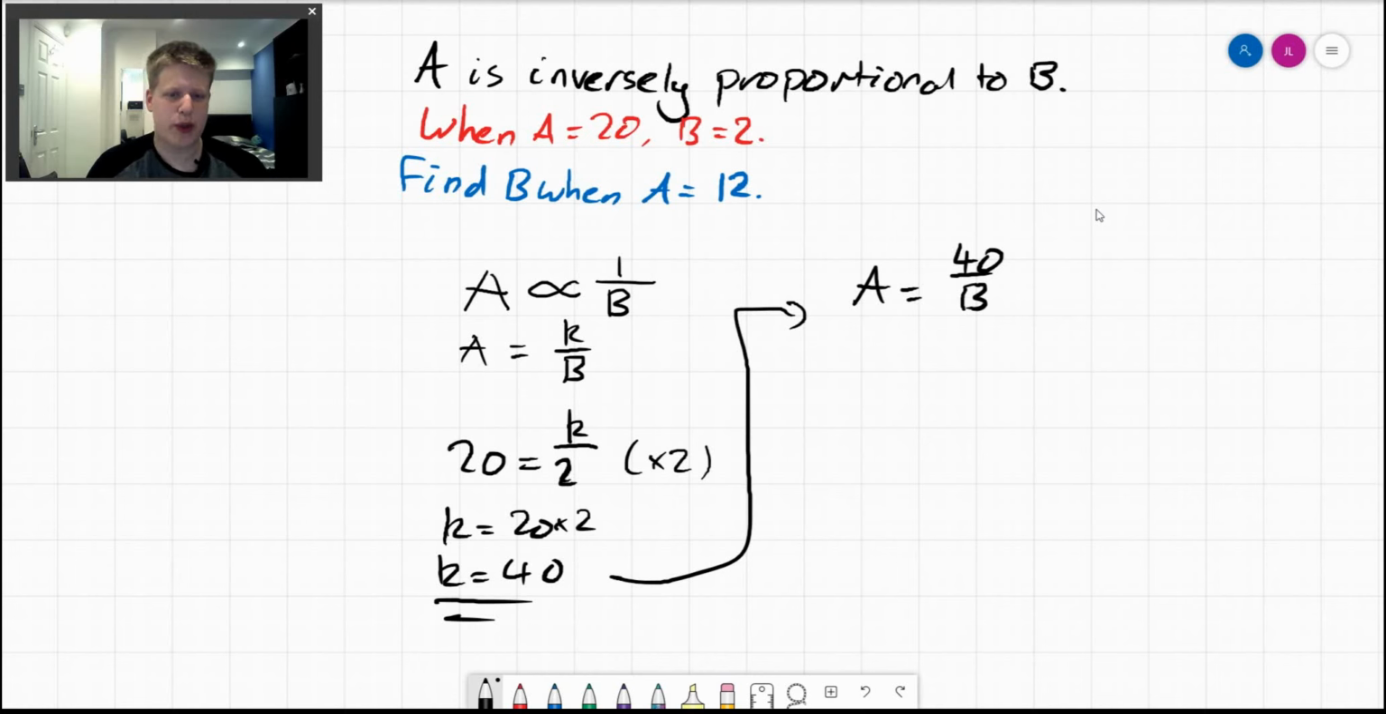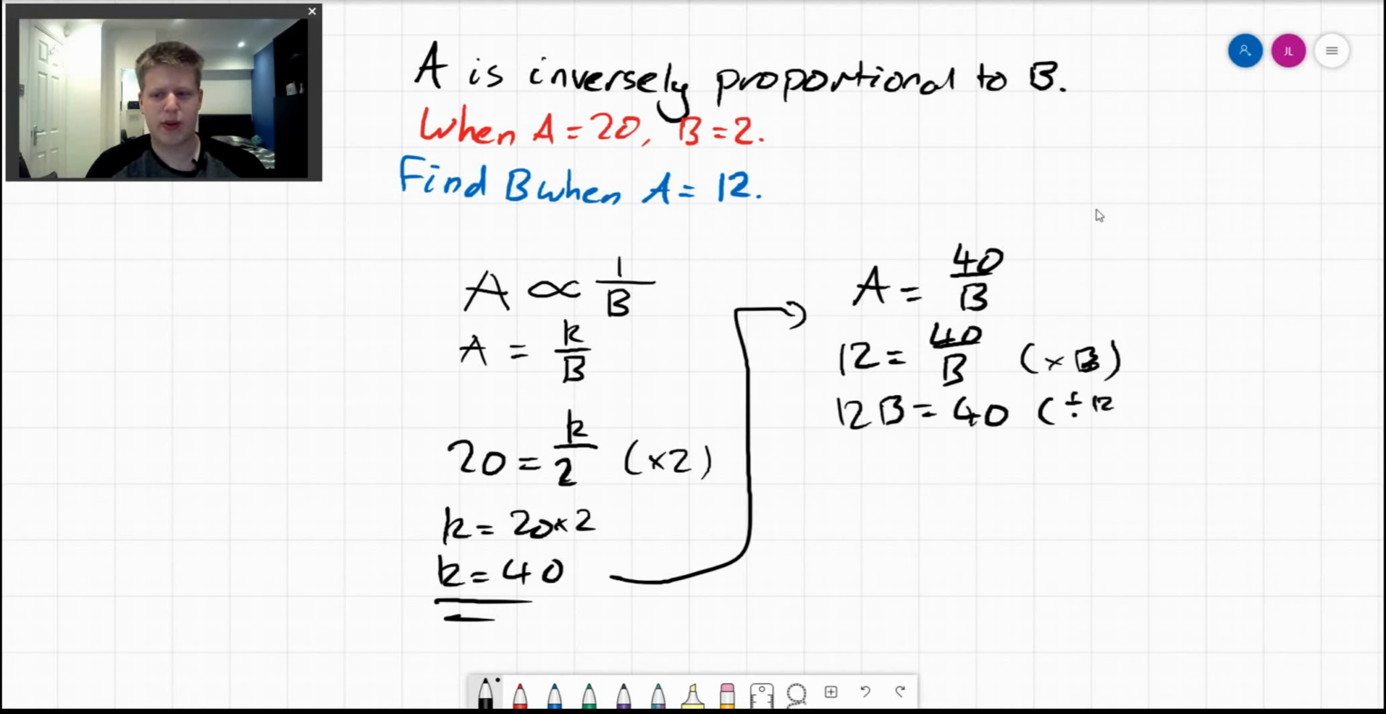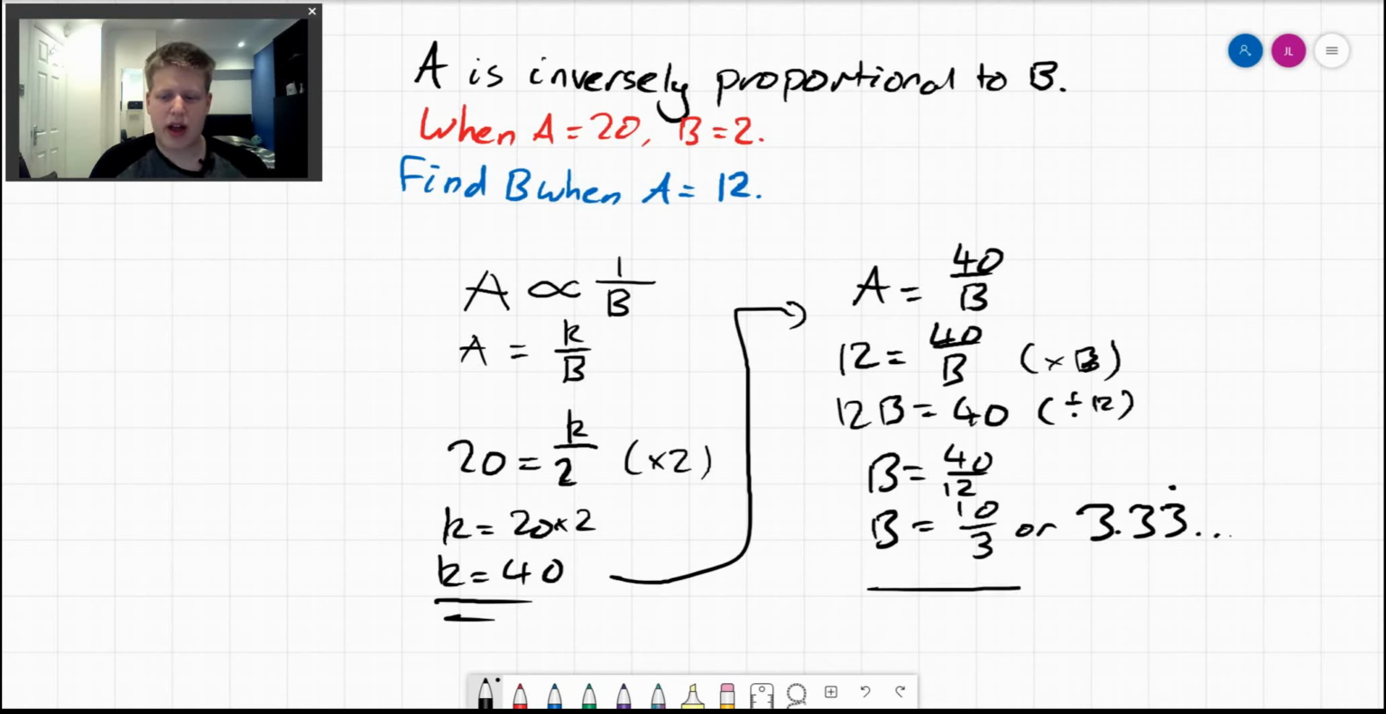Now, if we look at the question, we need to find out what B is when A is 12. So we're going to sub in A for 12, and we'll get 12 is equal to 40 divided by B. Now let's solve the equation. We'll times both sides by B, so that we get 12B is equal to 40. And then we'll divide both sides by 12 to get that B is equal to 40 over 12, which is simply written as 10/3, or you could write it as 3.33, etc., or you can do a recurring sign. So that's our answer, and that's how you do inverse proportion questions.